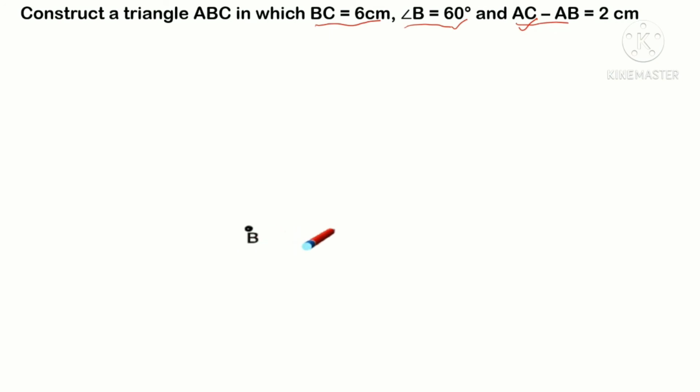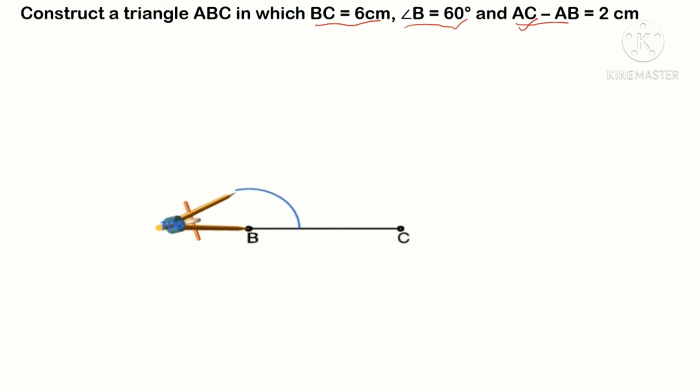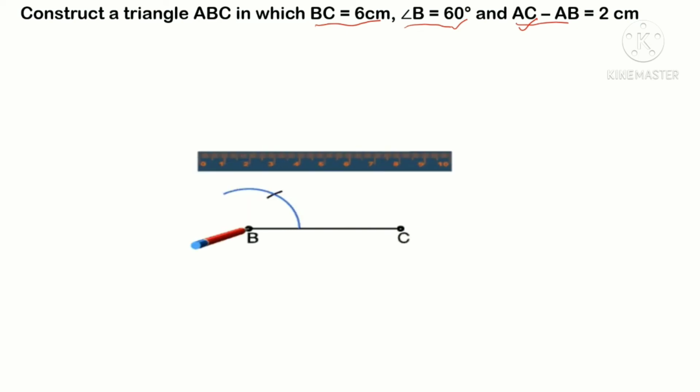We need to draw line segment BC first, of given length, that is 6 centimeter. Then taking B as center, we'll draw an arc of any suitable radius. With the same radius, we'll draw another arc. We should not change the radius. And this is going to give us an angle of 60 degree. We'll just join.